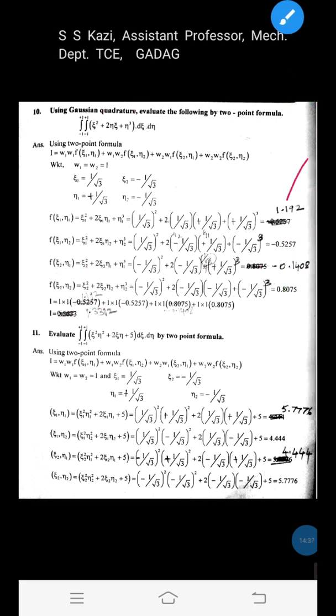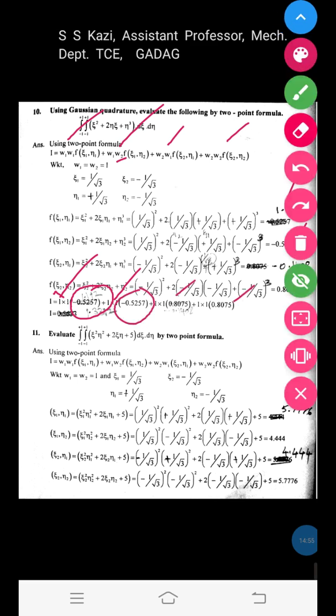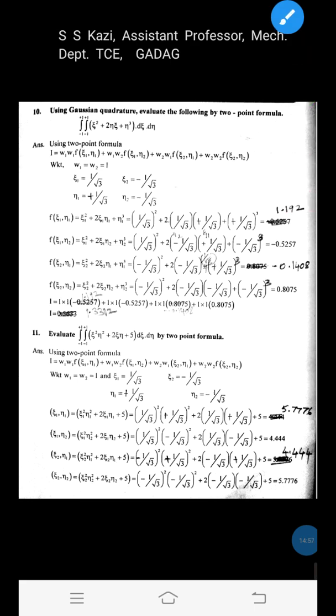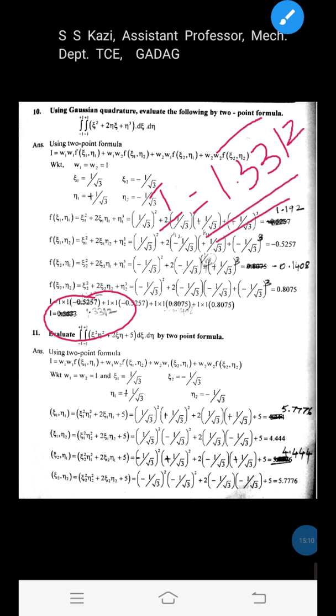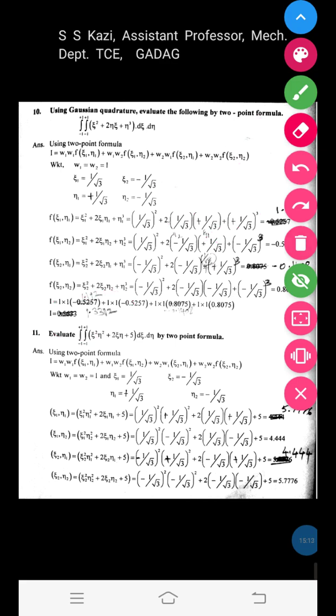Once we get all these 4 terms, and w1 and w2 are 1 only, if you take the w1 w2 product, we will get 1 only: 1 into 1 into 1.192, 1 into 1 into minus 0.5257 and so on. If we substitute all these values into this formula, we will get I is equal to 1.3312. That is the value of the given integral, 1.3312 we got. Okay, now one more problem we will consider.